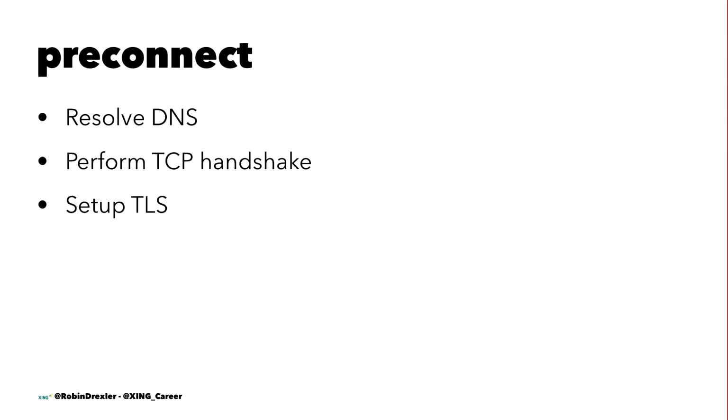And I would now like to go through all of them basically and show what they can do for you and how you can use them, and give some examples how you can use them. And I would like to start with preconnect, because preconnect does all the things that I just mentioned. It resolves the DNS, it performs the TCP handshake, and also does the TLS setup. And I would like to give one concrete example for that.